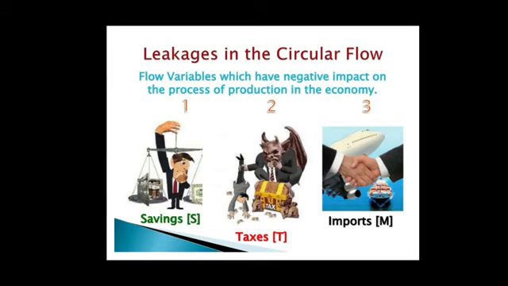Savings by households and businesses that otherwise have been put to use are a decrease in the circular flow of an economy's income. Taxes imposed by the government also reduces the flow of income in the economy, and money paid to the rest of world for imports also constitute leakage.